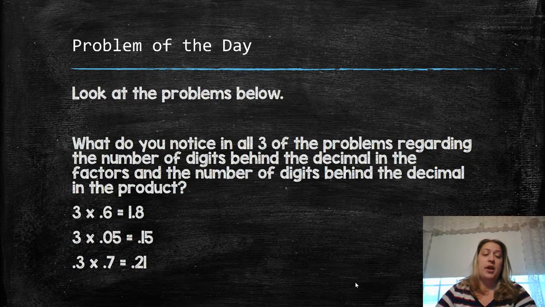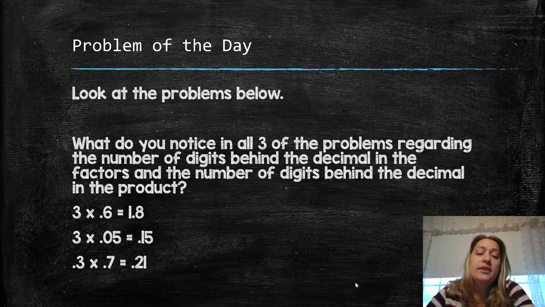So look at the problems below. What do you notice in all three of the problems regarding the number of digits behind the decimal in the factors and the number of digits behind the decimal in the product? Take a second to look, and then we'll talk about it.